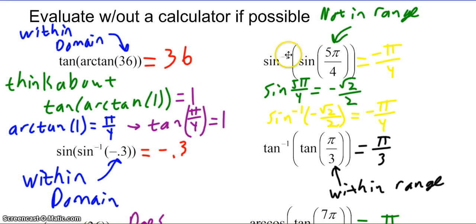Next one over here. What is the sine inverse of the sine of 5 pi fourths? Well, first, since these are inverse trig functions, I want to look, is this within the range of this inverse trig function? If it is, then it's going to be my answer. If it's not, I can still do the problem though. So 5 pi fourths is not within the range of the sine inverse function. Okay, so what is the sine of 5 pi fourths? Well, it's negative root 2 over 2. So what is the sine inverse of negative root 2 over 2? It's negative pi fourths. So my answer is negative pi fourths.